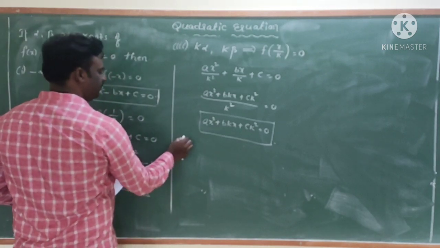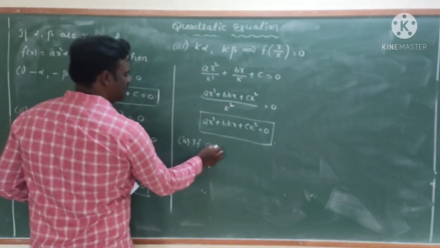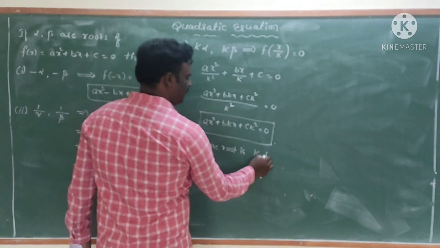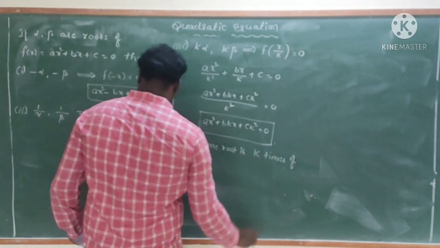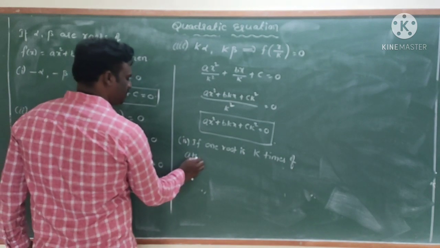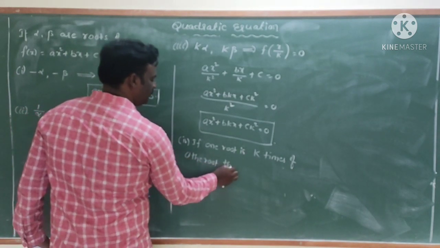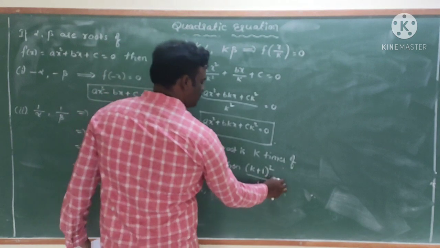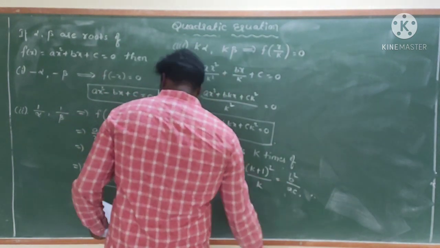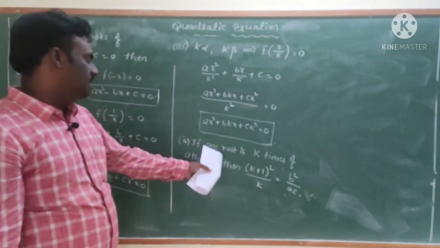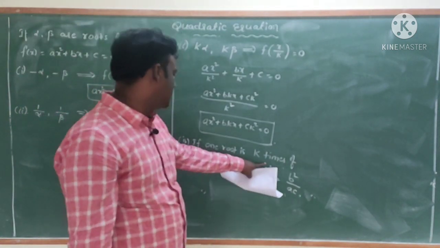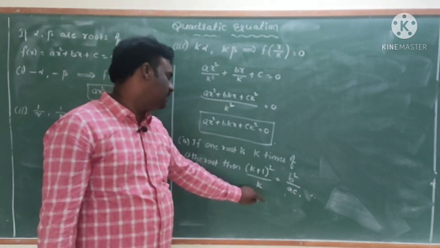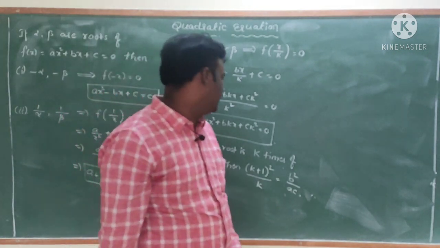Next, fourth point. If one root is k times the other root, then k plus 1 whole square by k equals b square by ac. That is the condition for one root being k times the other root of a quadratic equation: k plus 1 whole square by k equals b square by ac.